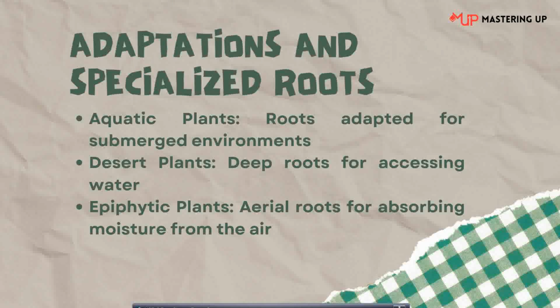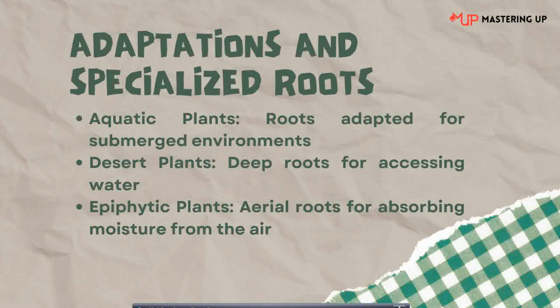Adaptations and specialized roots. When we look around, we can see that there is not only a single type of plant with the root on the underground portion and the stem on the upper portion, planted in the soil. There are aquatic plants, desert plants, and some epiphytic plants, which are attached to other plants. Let's see how these roots are specialized for adaptation to different climatic conditions.